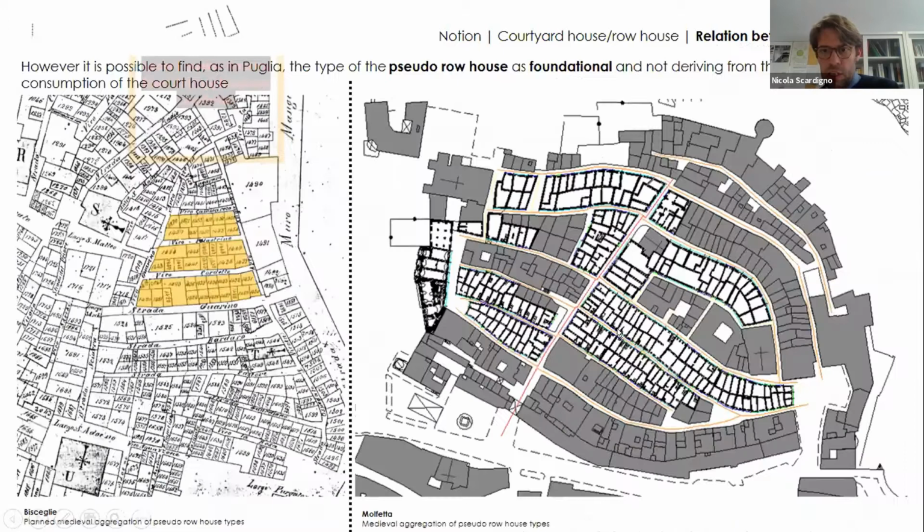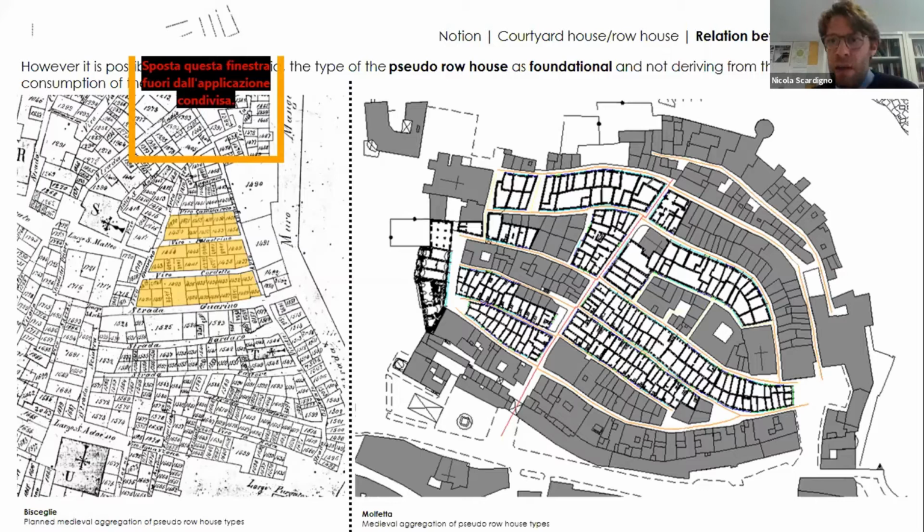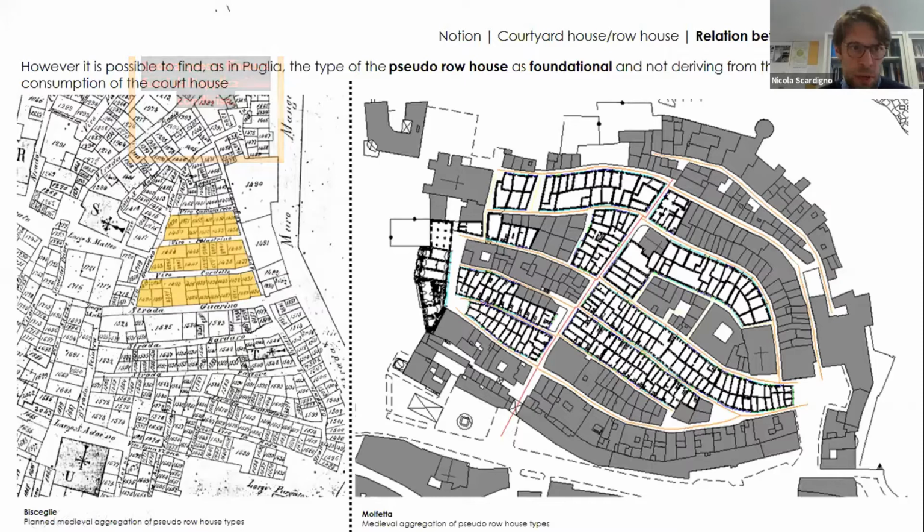But the type of pseudo row house can be found also as foundational and not deriving from the process of compaction of a courtyard. Very clear examples are the cases of Bisceglie and Molfetta, cases on which Professor Matteieva has worked with Professor Strappa within the Polytechnic of Bari.